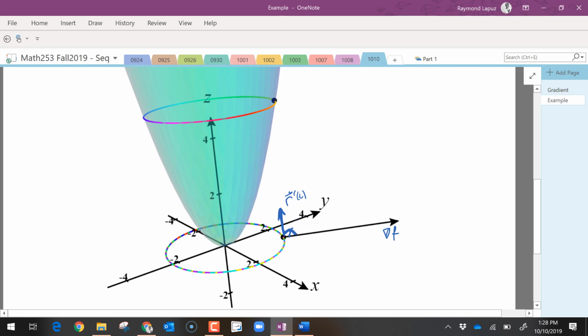Trying to draw it parallel to the y-axis and parallel to the x-axis. This is r of t, flat on the xy plane. Any questions? All right.